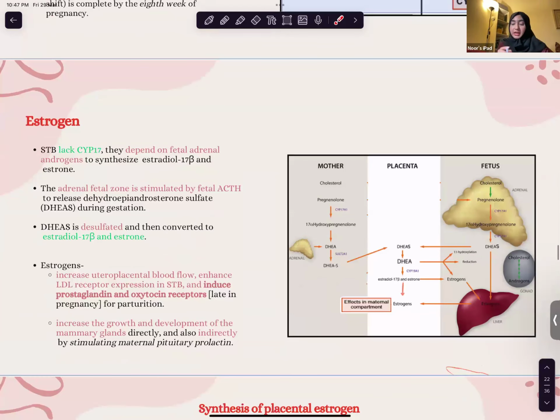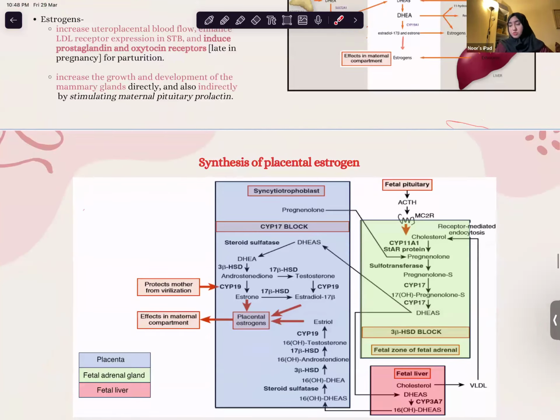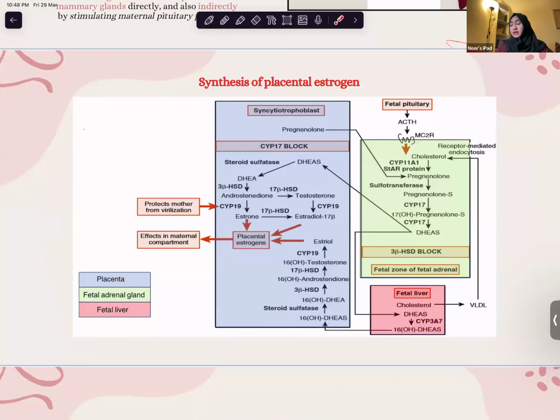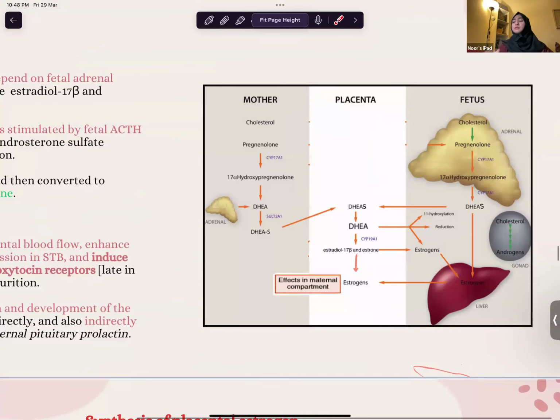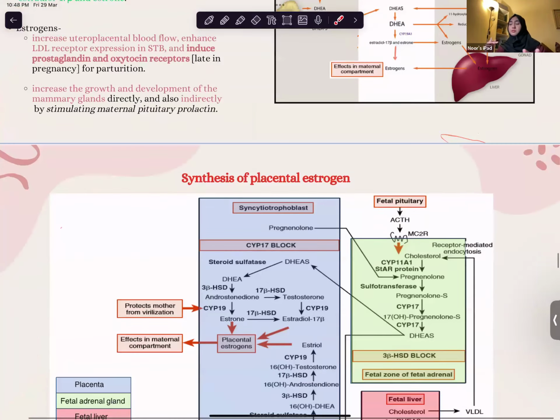Okay, another placental hormone is estrogen. Also remember, when I say syncytial trophoblast, I'm basically talking about the placenta, because the syncytial trophoblast is now part of the placenta. To be honest, this was the picture that Dr. Abdul Jabbar had in his slides. It's a very good picture. You can come back to this picture, but I wanted you guys to visualize it in an easier way and then move towards the complex.